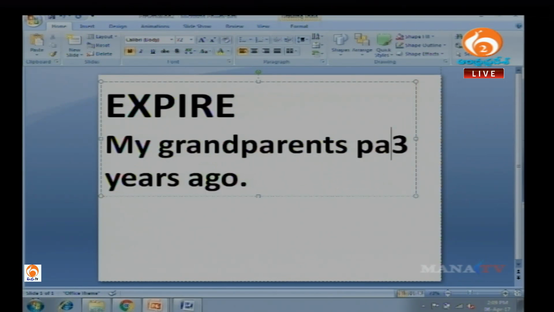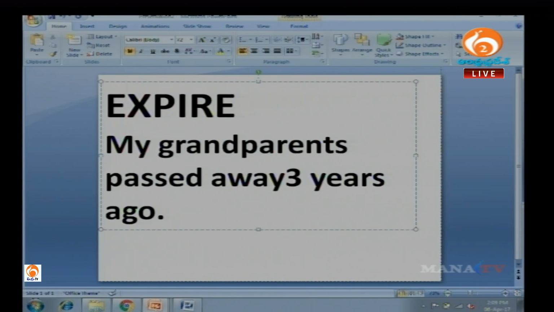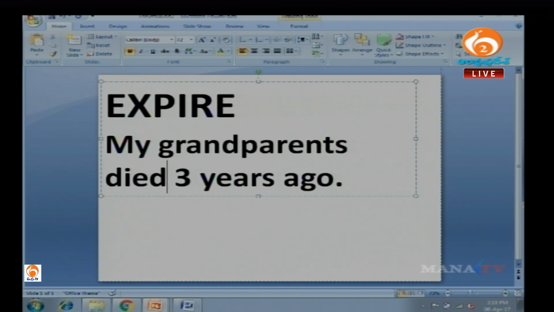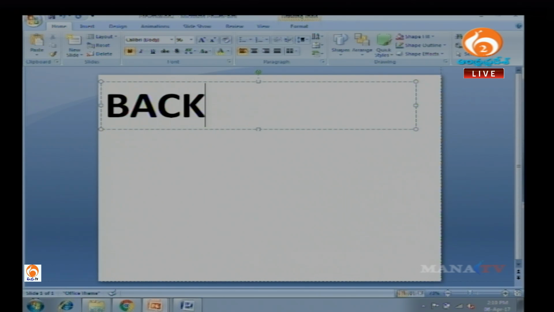What should you use? My grandparents passed away 3 years ago. So passed away is the correct form, or died is the correct form. Expire is incorrect. Another example is back.